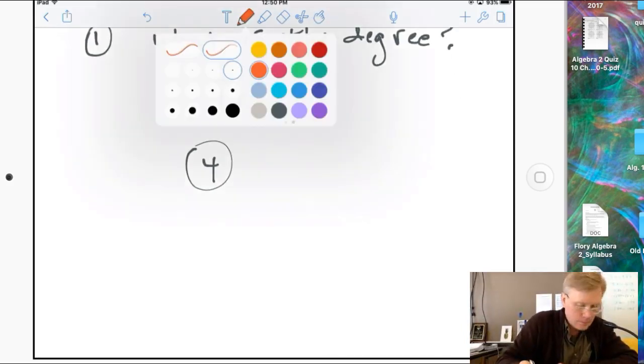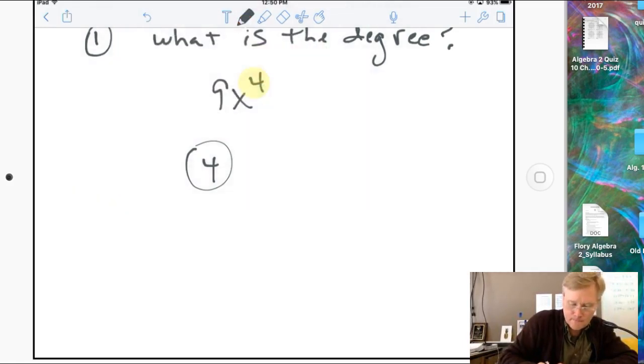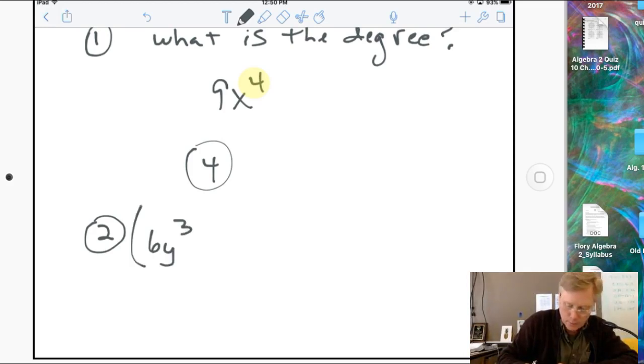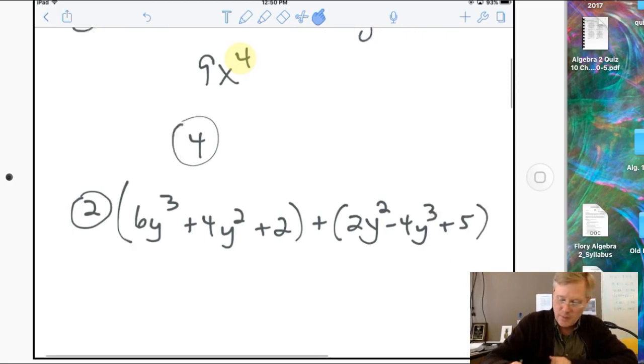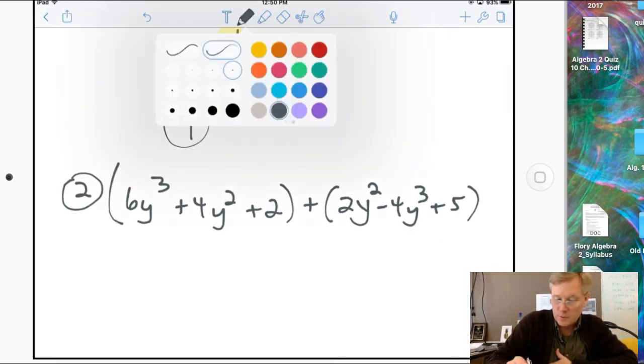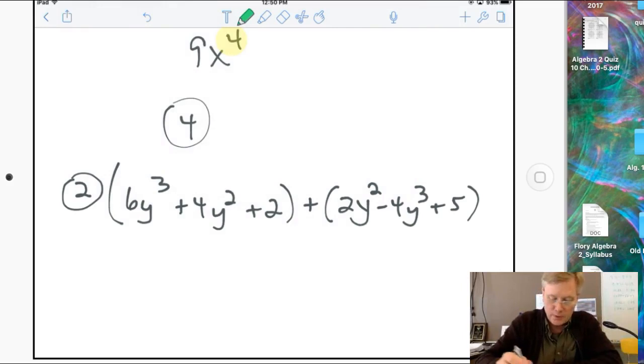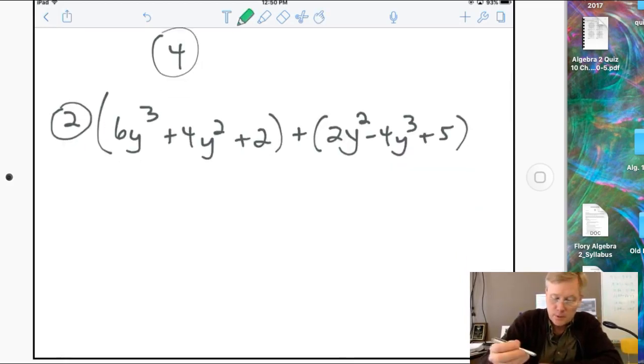Number 2, addition problem. If I have (6y to the third plus 4y squared plus 2) plus (2y squared minus 4y to the third plus 5). All right, so I'm adding here, and I'm going to combine like terms is really what this is. You don't really need parentheses on this. They usually put them in there just so they designate one polynomial plus another one, but you could erase them and still get the same answer. As long as it's not a subtraction problem, that's fine.